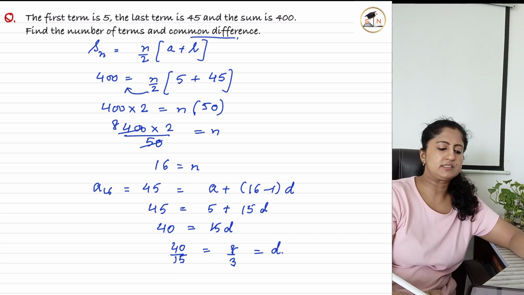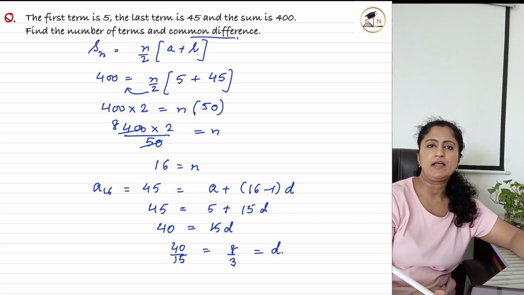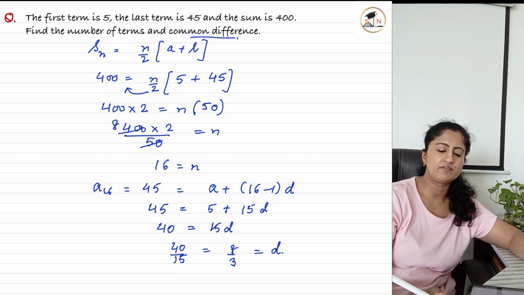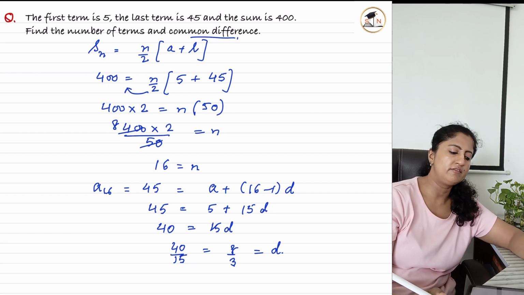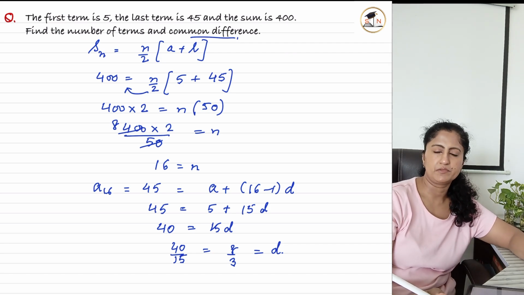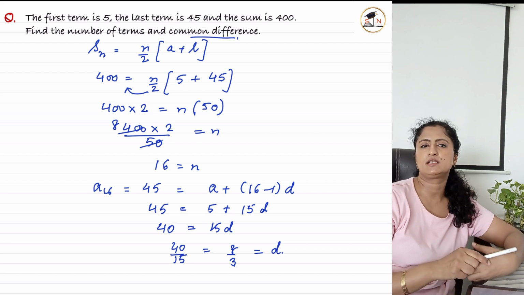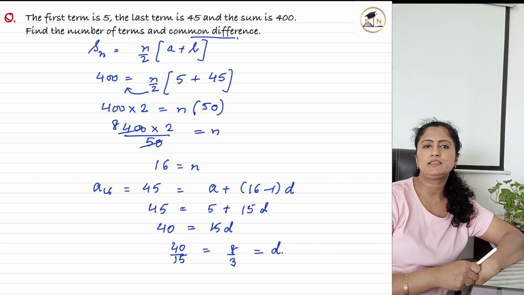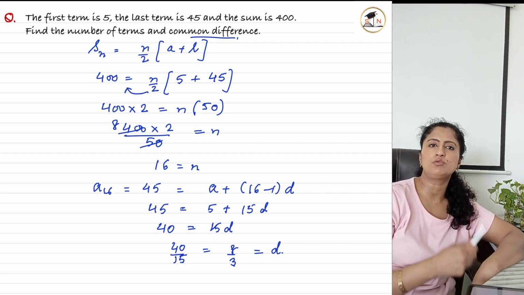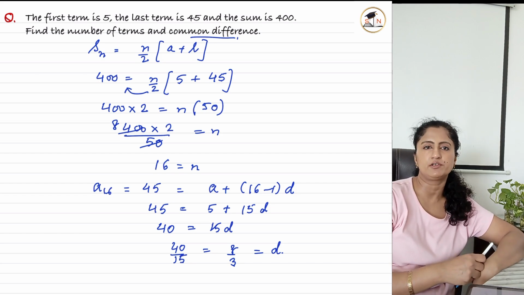So we have seen in this question how we found the value of n first and then the common difference by using the given value of the sum, the value of the first term and the last term. So overall in this video, we learned various things. We learned the various relations of sum, and then we saw multiple questions, how to apply these relations in different questions.